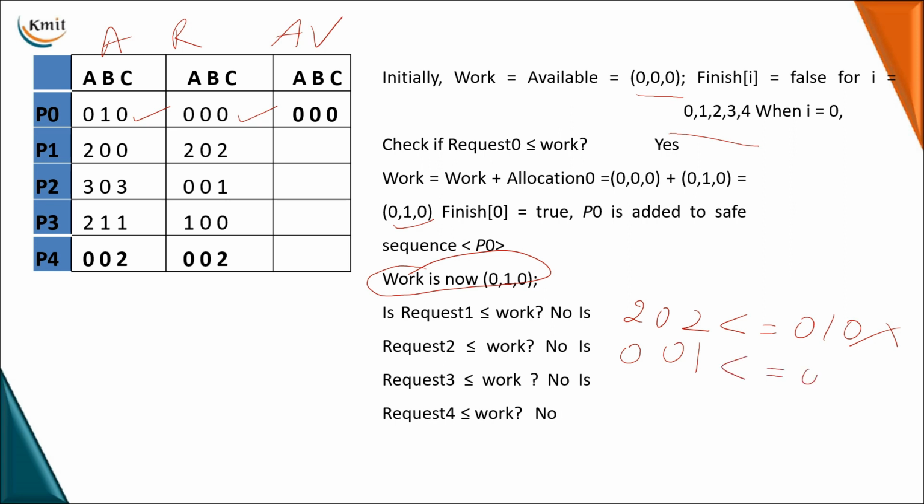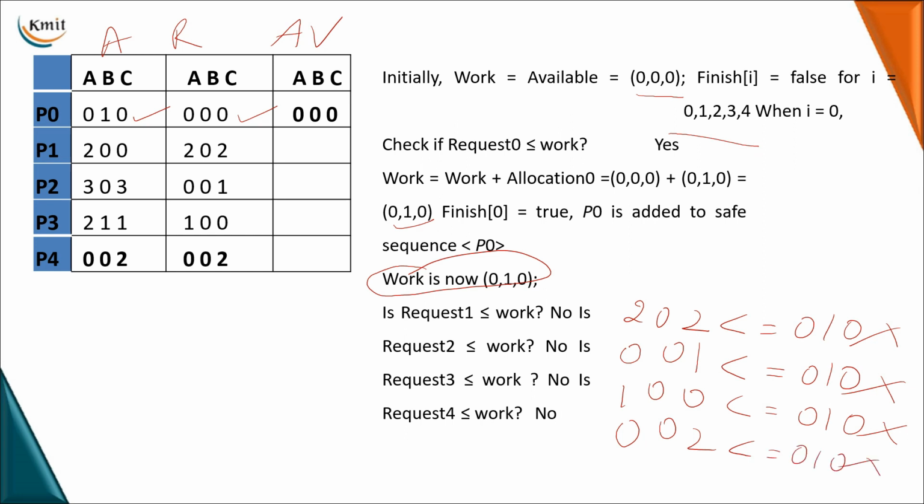Request 3 less than or equal to 010. It is also false. Request 3 is 100, less than or equal to, all the three values should be less than, right? So this is also false. Request for 002 less than or equal to 010, this is also false.